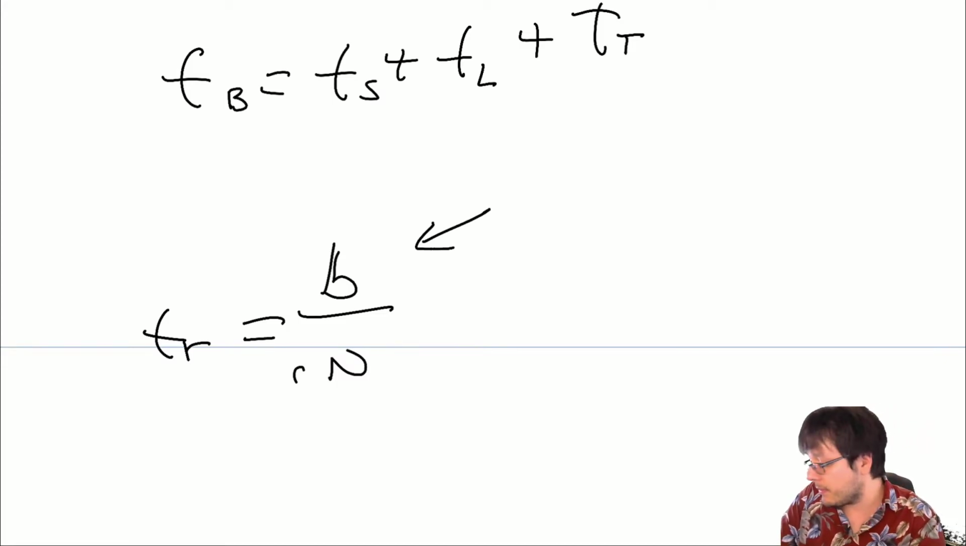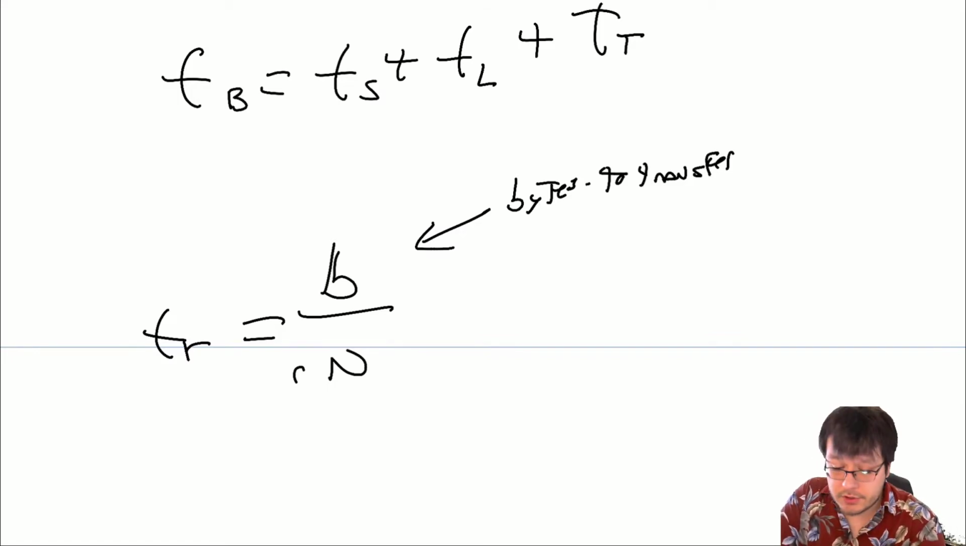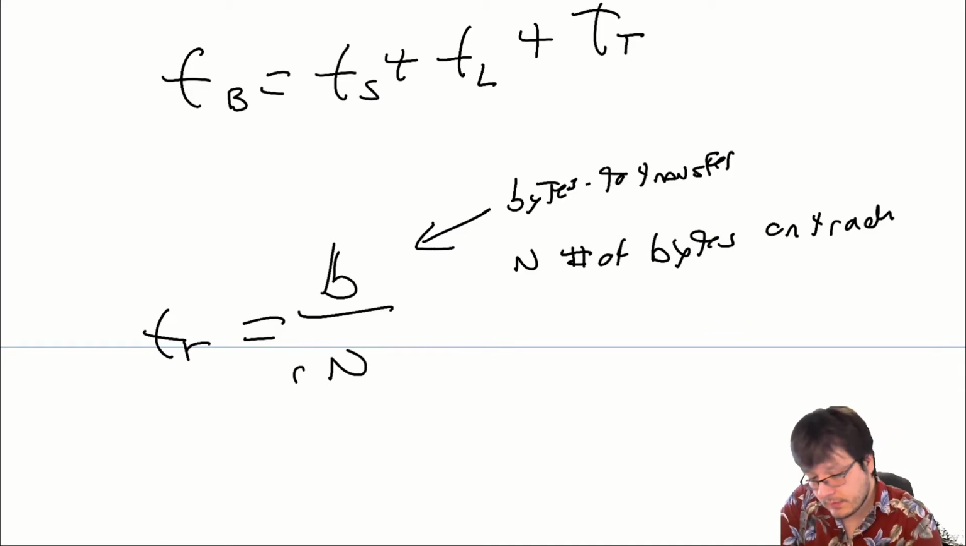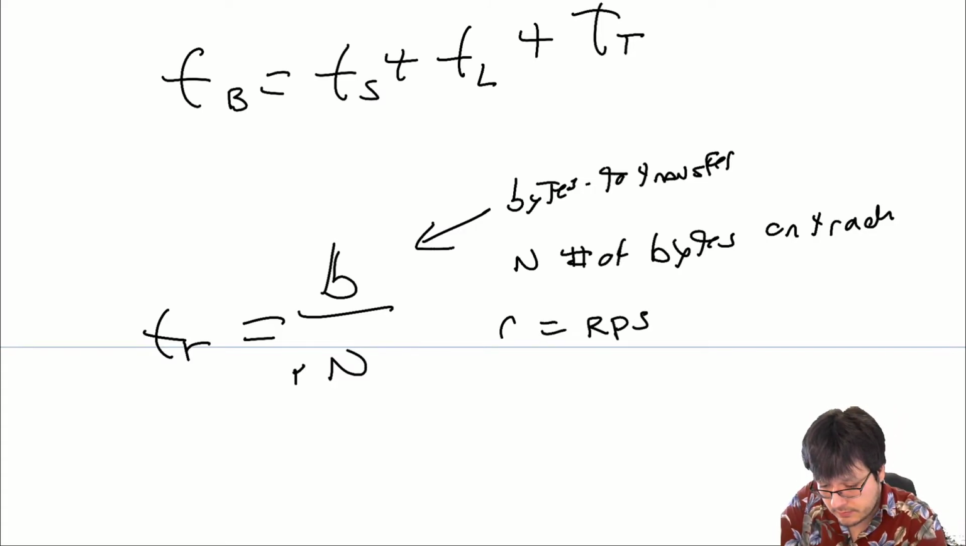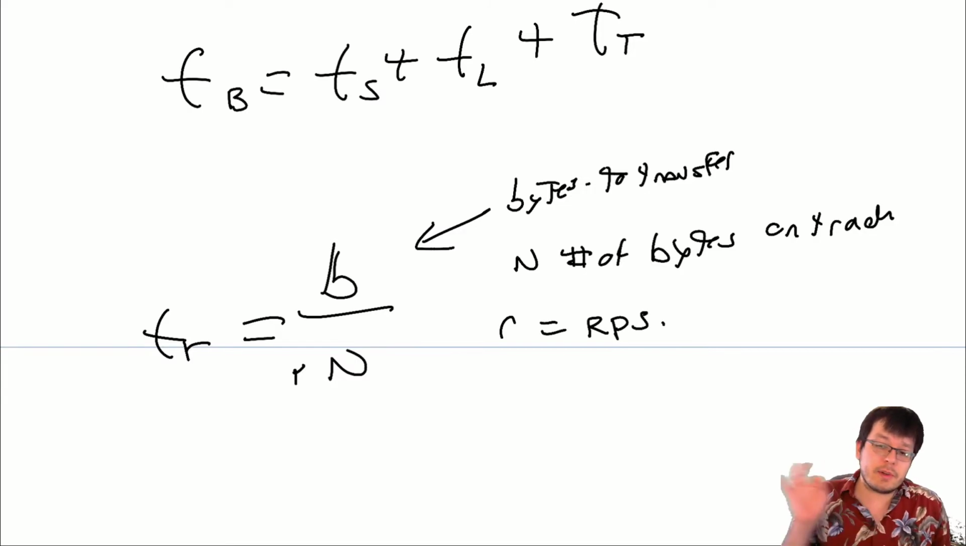B is the number of bytes to be transferred. N is the number of bytes on a track. And then R, sorry, is the rotational speed, so the RPM, or RPS, I suppose. I never said that today, but I'm sure you all know what RPM stands for: revolutions per minute. And RPS is revolutions per second.